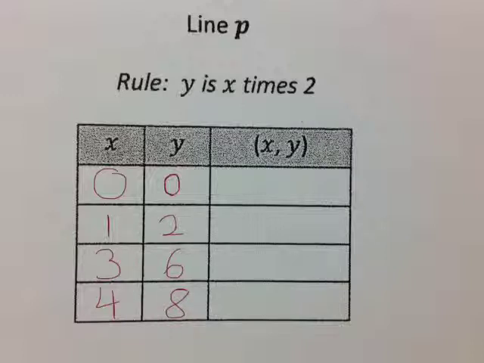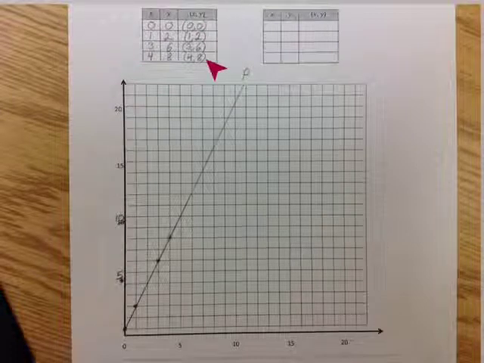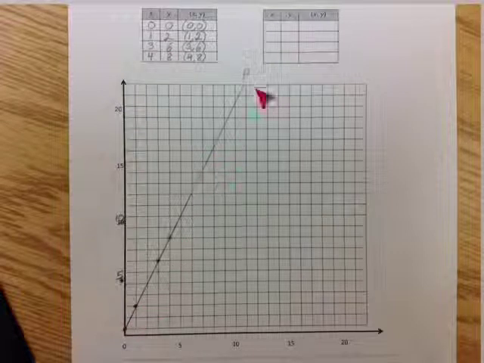In this picture we've plotted those points for y is x times 2, and this is what our line would look like. We'd have (0, 0), (1, 2), (3, 6), (4, 8). This is our line for y is x times 2.